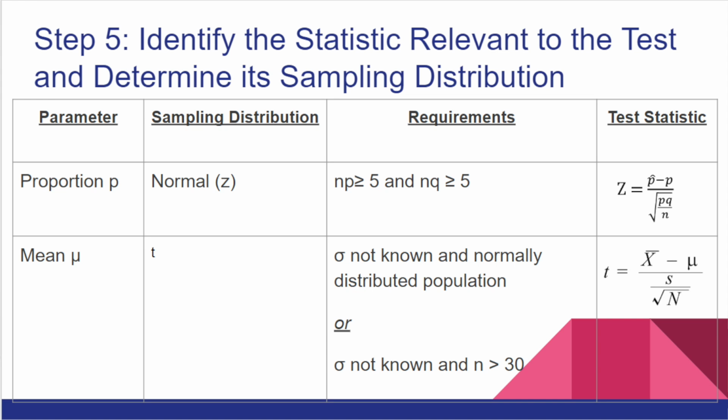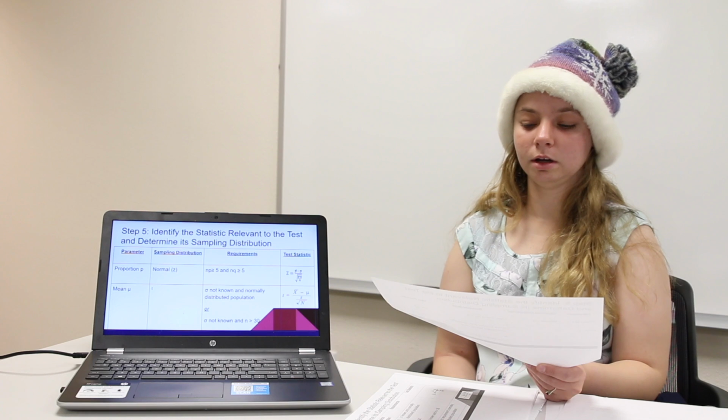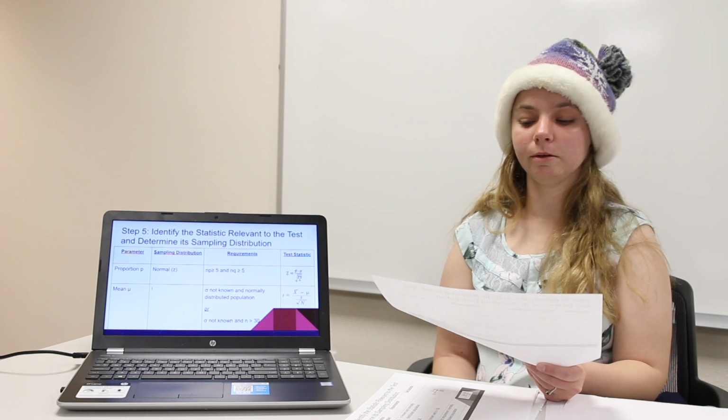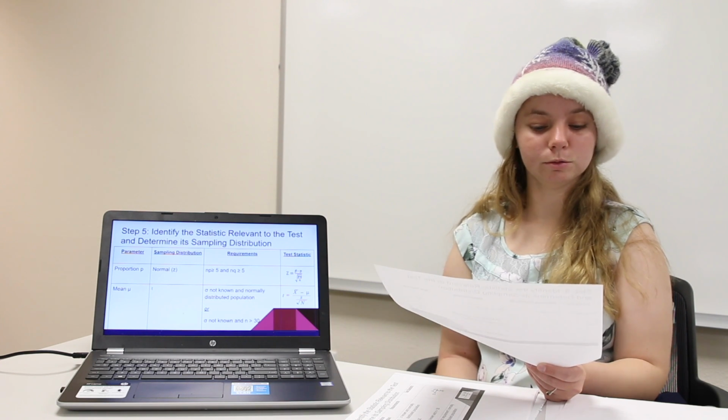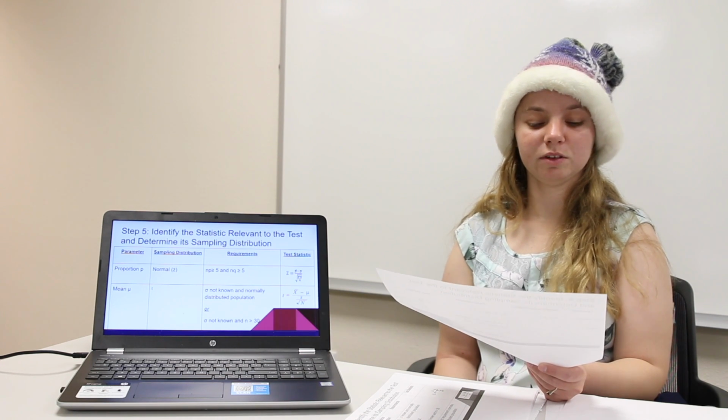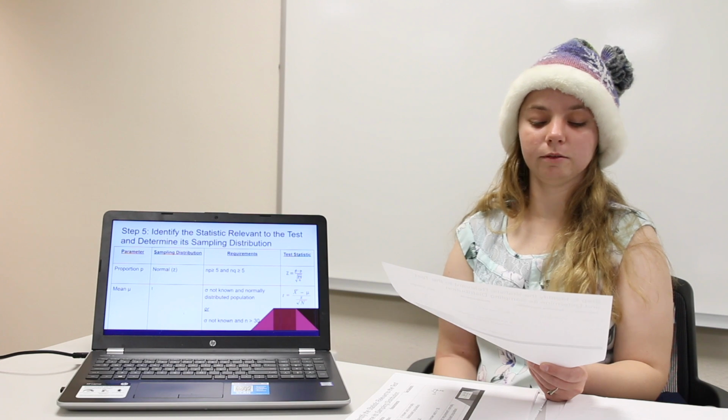With a sampling distribution of normal z, the requirements would be np greater than or equal to 5 and nq greater than or equal to 5. And the test statistic would be z equals p hat minus p divided by the square root of p times q divided by n.